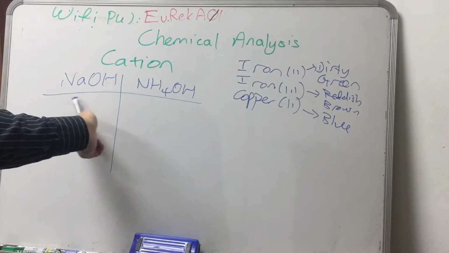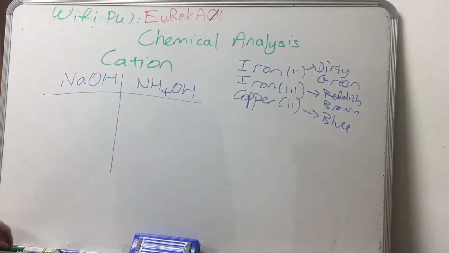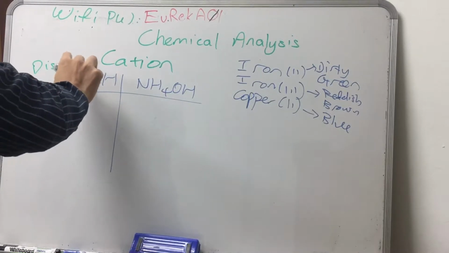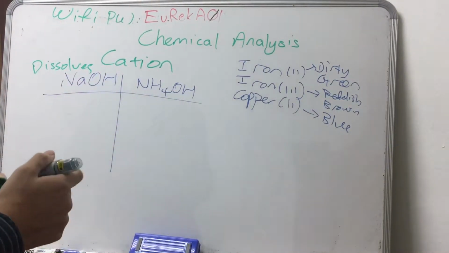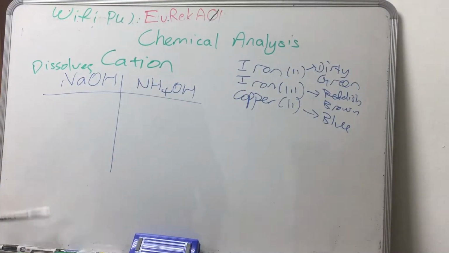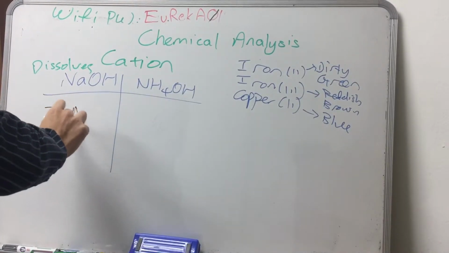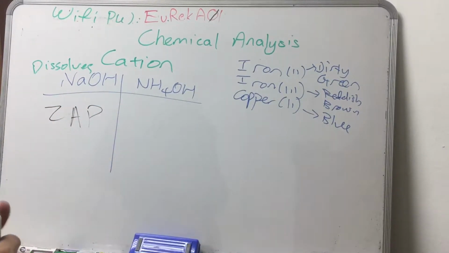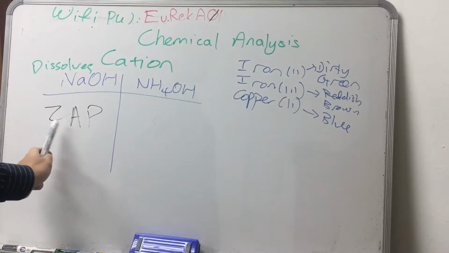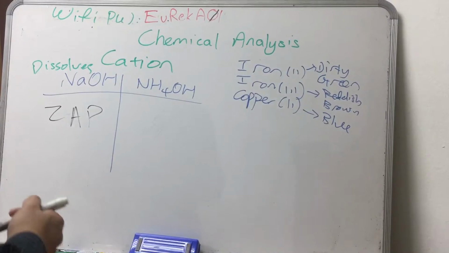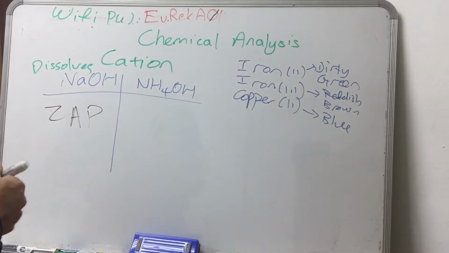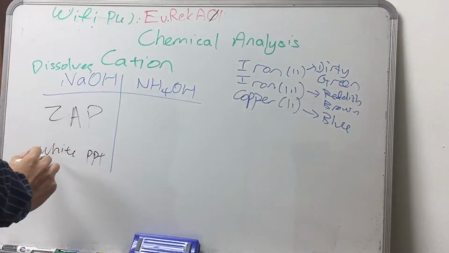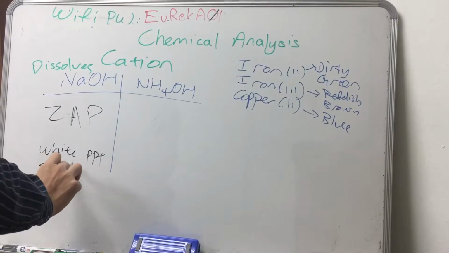When you react them with sodium hydroxide and ammonium hydroxide, who will dissolve in excess sodium hydroxide? The following cations will dissolve in excess sodium hydroxide. They are your ZEP: zinc, aluminium, and lead. They are also your amphoteric oxides. Remember carefully, zinc, aluminium, and lead, ZEP, will form a white PPT because they are not in the color list. They will form a white PPT soluble in excess.